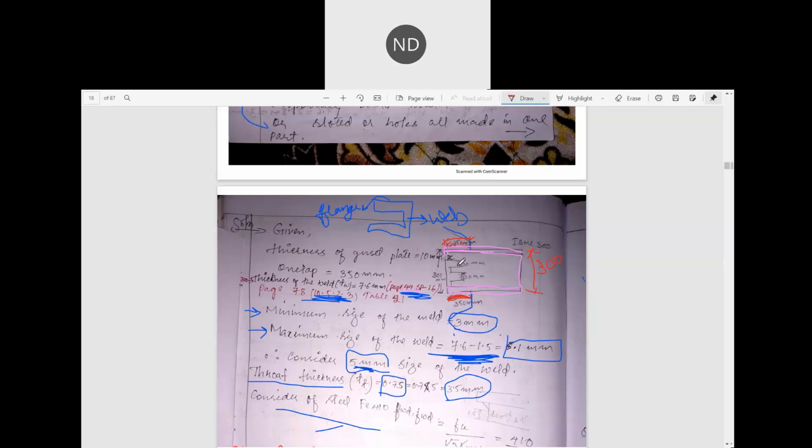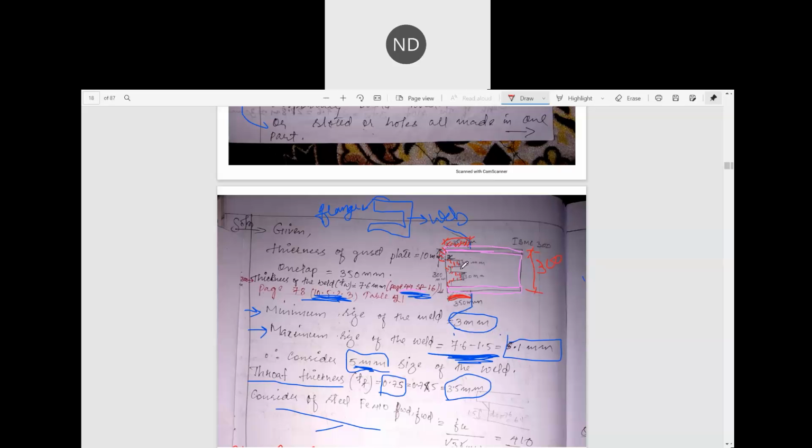Okay, so when we provide these slots, what will happen? This length is there only 350, 350. Then this portion you can come like this, like this. Suppose I'm showing you this, this, this. These are welded. It will be welded from all these inside the slots also. So what we are doing is nothing but increasing the length of the weld by providing the slots here.